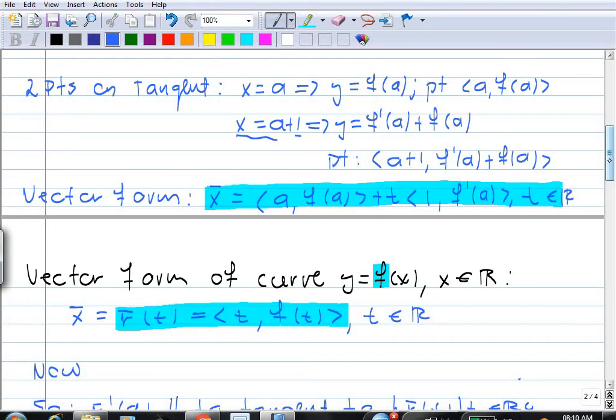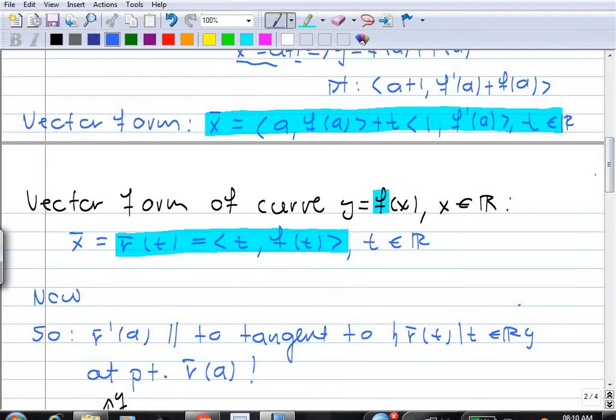Now, what can we say about this vector function? Well, remember, we're assuming that f is differentiable at a. And clearly, this first component there is also differentiable at a. That means our vector function r is differentiable at a. So the derivative exists, and we can calculate it, right? Remember, we just differentiate component by component. So the first component will have derivative 1, and the second component will have derivative f prime at a.